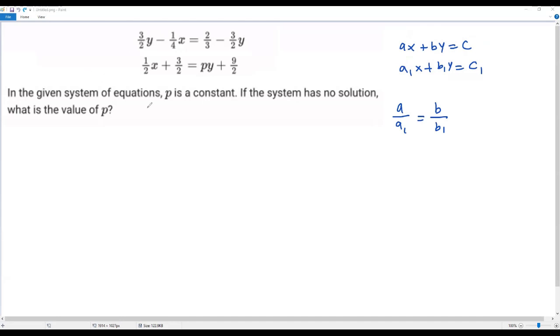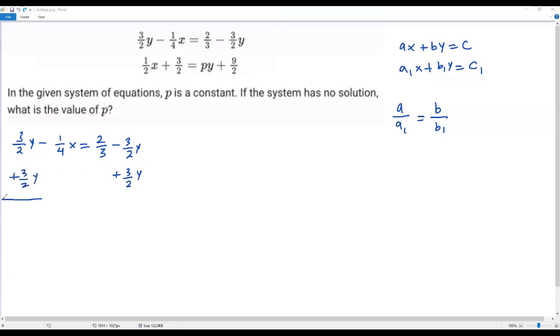Now let me take the first equation, that is 3/2 y − 1/4 x = 2/3 − 3/2 y. Here, to get this equation in standard form, we must have the x term and y term on the left side of the equation, but there is still a y term on the right side. So let's get rid of this one. For that, I'm adding 3/2 y on both sides.